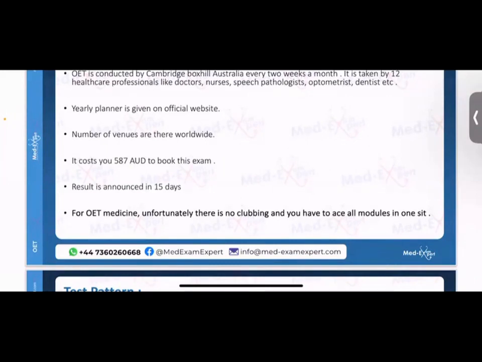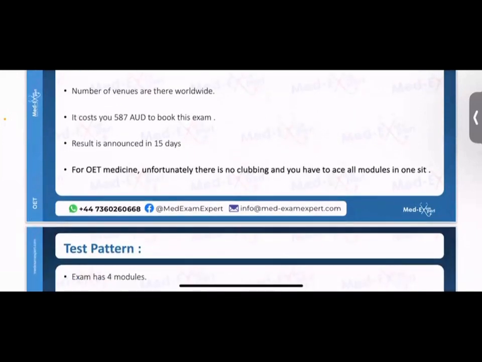For OET medicine, unfortunately, there is no clubbing, and you have to ace all modules in one sit. So I'm reiterating this point again because for OET medicine, it is not a very good thing. And unfortunately, the doctors have no chance for clubbing or joint score, and they have to reappear in the exam.